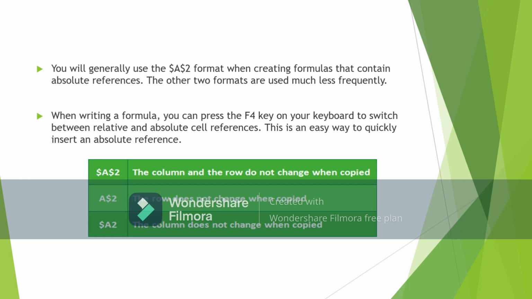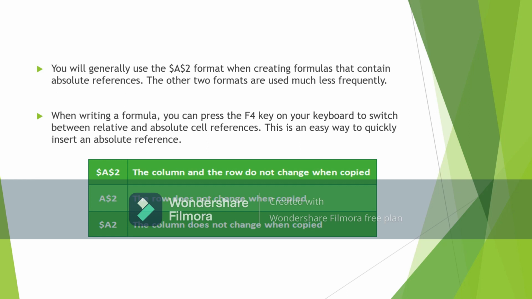Then finally, the column, dollar symbol A and 2. What is that? Yes, the column does not change when copied. Here we have locked the column position, that is A. We have locked the A, but the row value 2 is open. That may change in the formula when you copy from one cell to another cell, but on the column side there is no change.